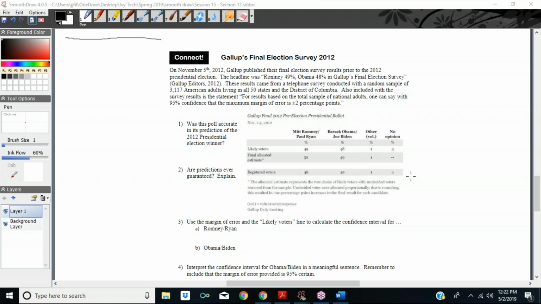So it says, was this poll accurate in its prediction of the 2012 presidential election winner, that Romney Ryan would win? No, it was not, because we know from history that Obama Biden won. Number 2 says, are predictions ever guaranteed? And explain. Are predictions ever guaranteed? Well, we know that the answer is no.